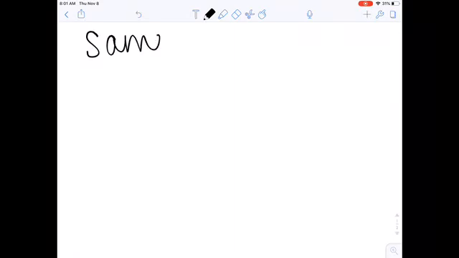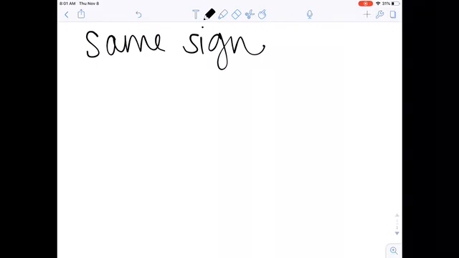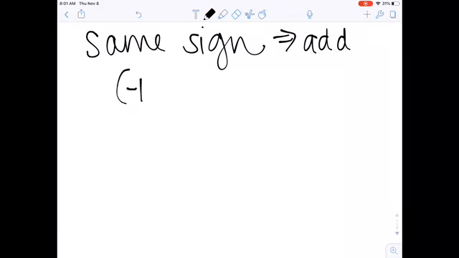So the first one that we're going to look at is same sign, then you add. Same sign means that you are adding those numbers together. And if you have the same sign, you need to remember to add. And yes, I'm doing a voiceover on this video and I'm trying to follow along with what I've already written. But thank you, Jaime, for helping me figure this out.